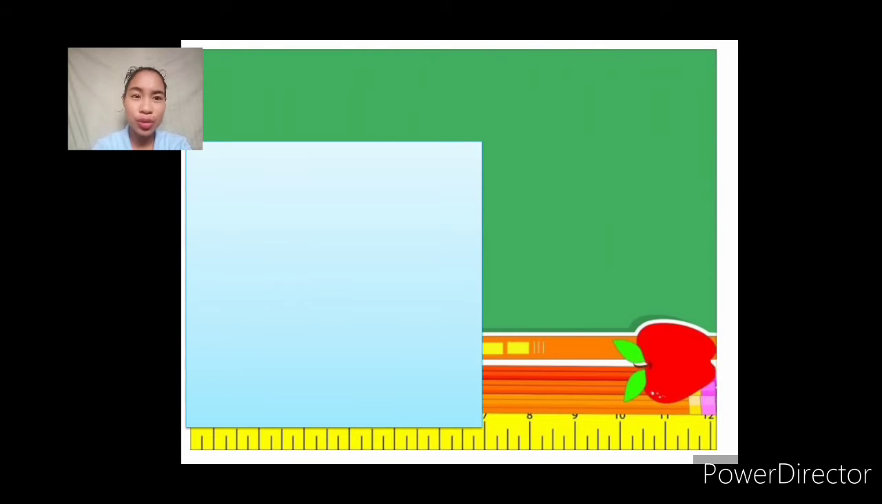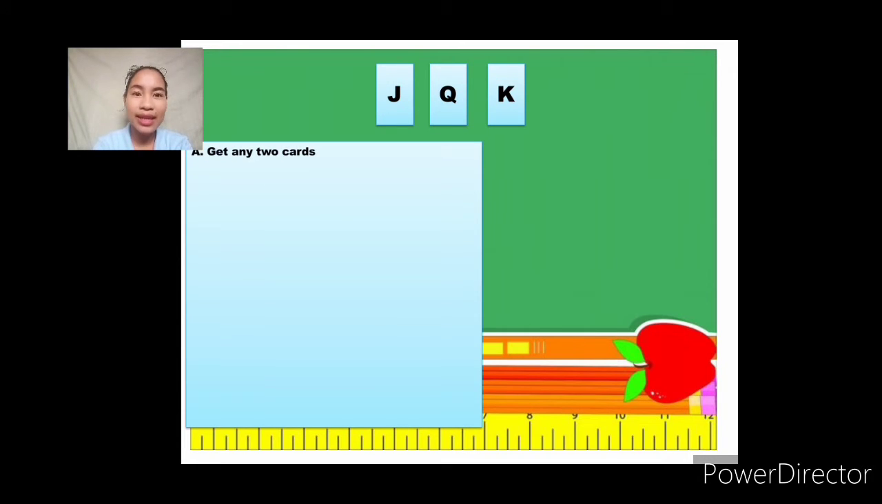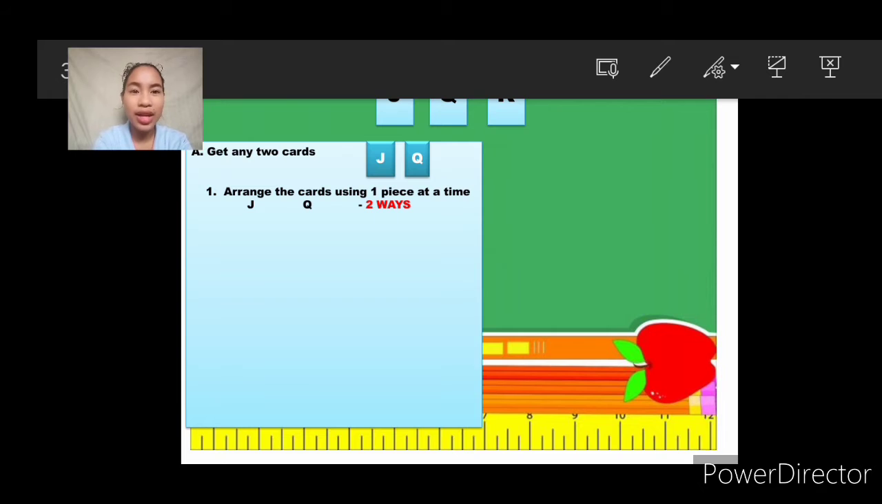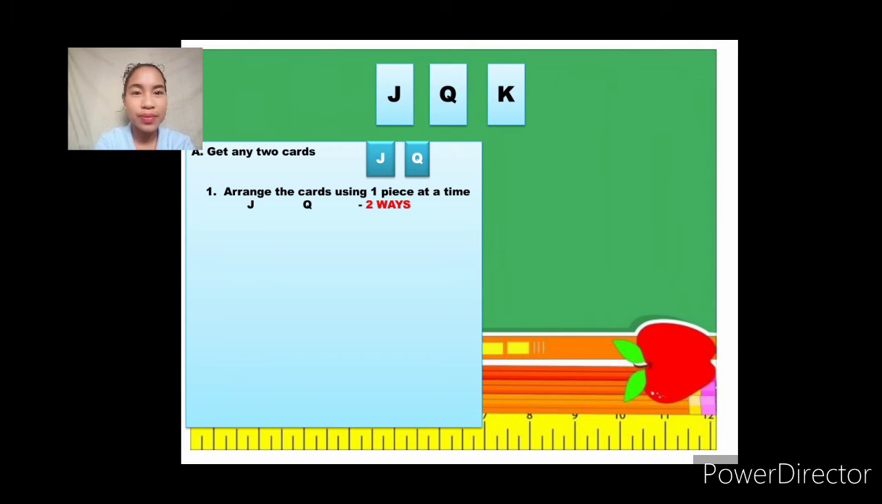Okay, so let's assume that we have here 3 cards. We have Jack, Queen, and King. First, get any 2 cards. So for example, we have Jack and Queen. First, arrange the cards using one piece at a time. So let us list all the possible arrangements. So we have Jack and Queen. How many possible arrangements are there? Okay, so we have 2 possible arrangements.